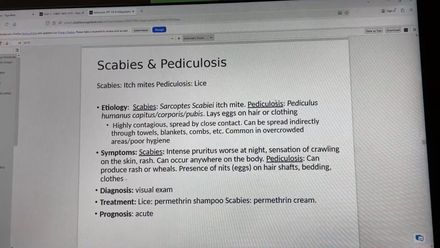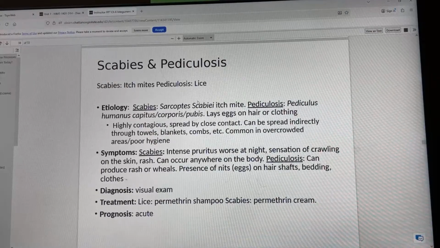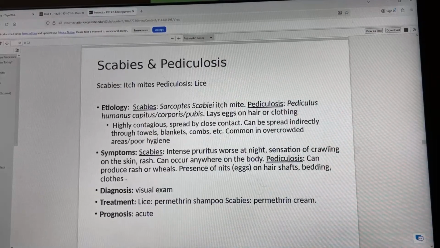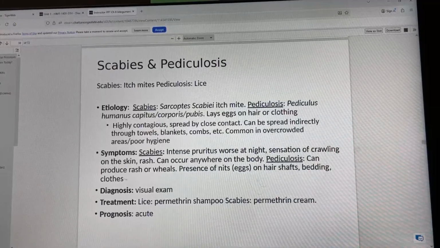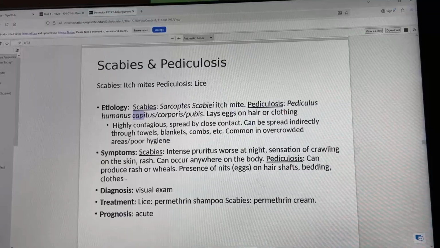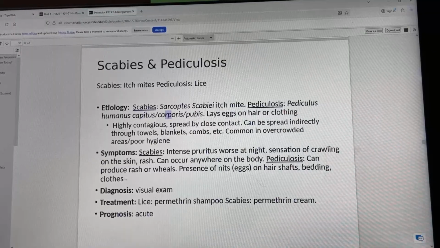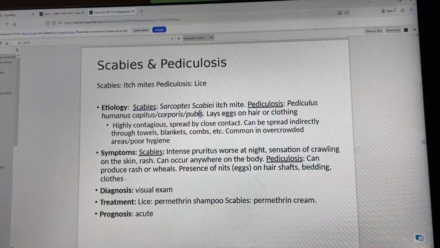And pediculosis, that's the name for lice. Depending on where it's located, it has a different name. So Pediculus humanus capitis, again, cap is for which part of the body? The head. Corporis, what part of the body? Yeah, just the body in general. And then pubis is going to be in the pubic hair, so you can get lice there as well. Anywhere that there's hair, they like to be, especially because they like to lay their eggs there, because the eggs can stick to the hair follicles.